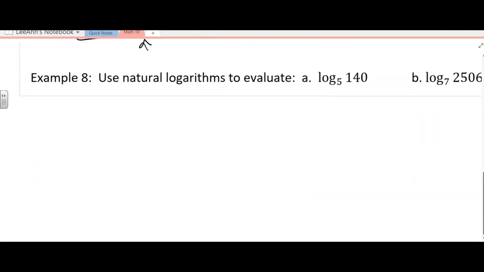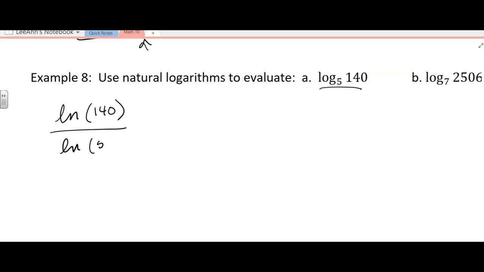Okay, now it says to do the same problem but use natural logs. So I'm going to go natural log of 140 divided by natural log of 5. Notice the parentheses. So I go on my calculator and I'm going to put this in. So let me clear this out. Natural log, so I'm using my natural log button. Again, it opens the parenthesis for me. If it doesn't, you might have to put that in. Close the parenthesis off, hit divided by natural log.